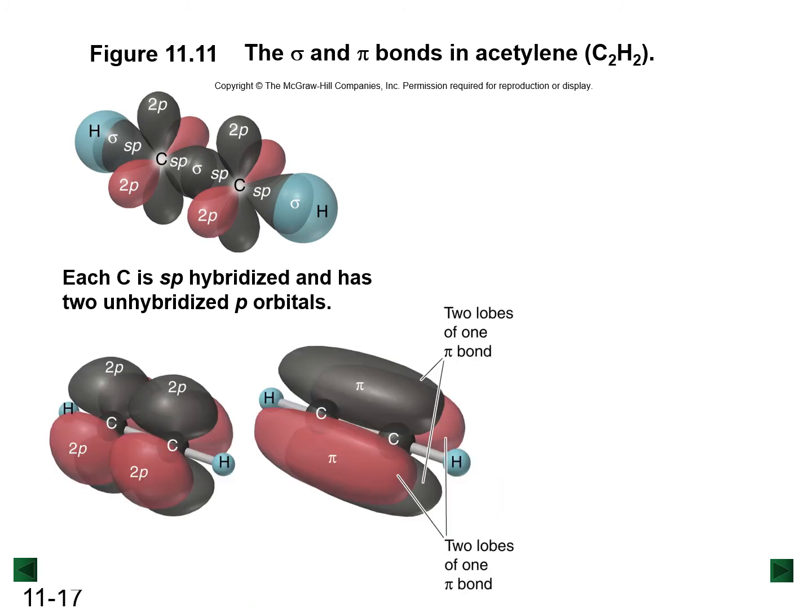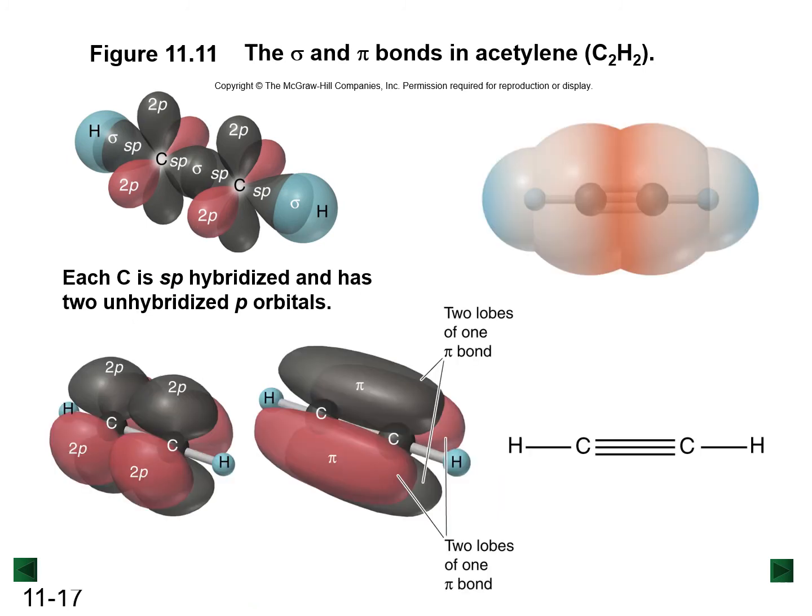As we can see here, the two unhybridized p orbitals of each C will overlap side by side to form two pi bonds, and each pi bond will have two lobes.